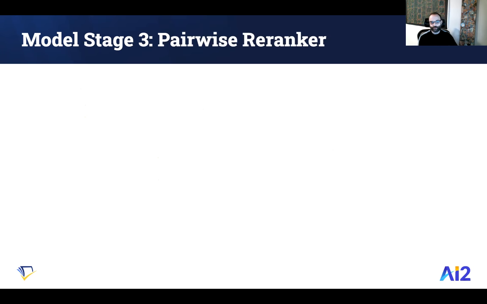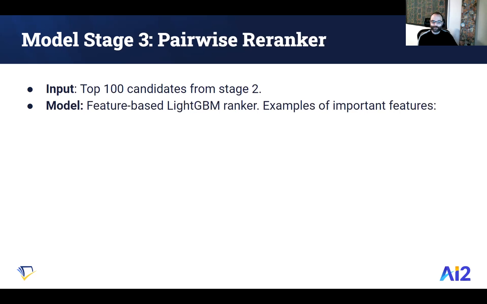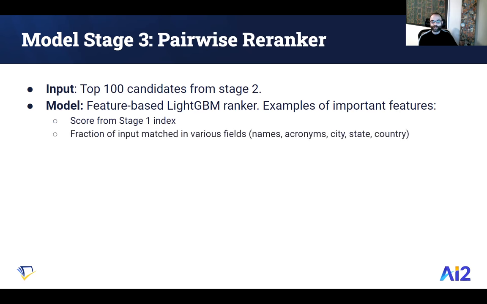Okay, finally, with those 100 candidates, we have a pairwise re-ranker, and it's a feature-based LightGBM ranker, and the features are hand-designed. Here are some examples of important features. There's maybe 20 or 30. The score from the first index is actually very important. The fraction of input matched in field. So you could imagine that if you match an acronym in the acronym field or index, that's important. And we do this for all of the various fields that are important.